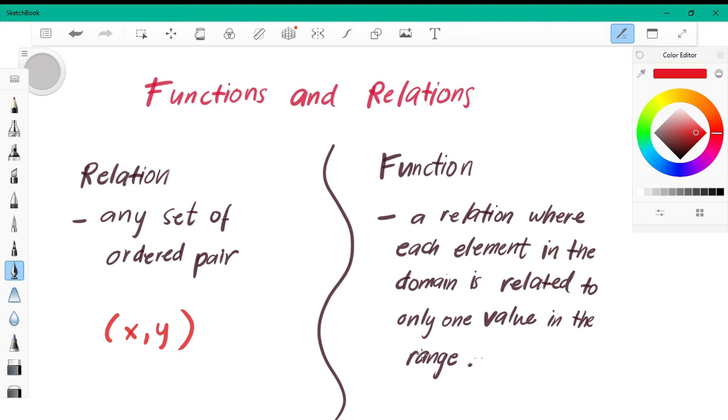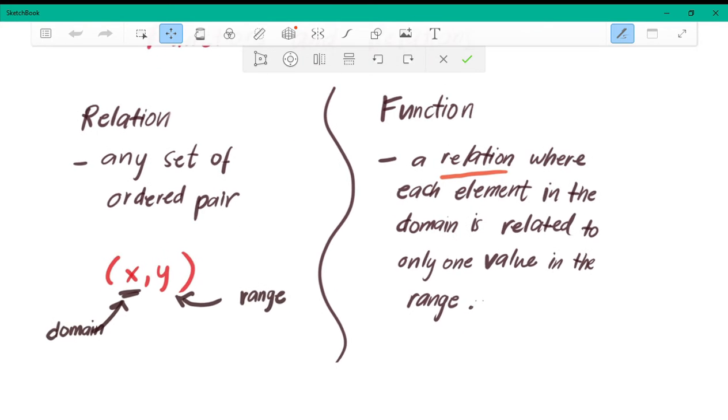range of the relation. So the values for x are called the domain, and y is called the range. A function, on the other hand, is a relation where each element in the domain is related to only one value in the range. So a function is a relation. It is stated by some rule that a relation is a function if each element of the domain is related to only one value in the range. We will show some examples and representations to describe a function.